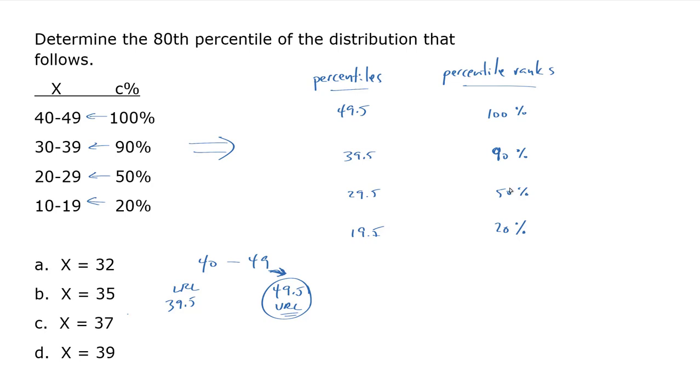So we're going to have to work on figuring out what proportion of the way we are going, or what proportion of this distance, my total distance here, am I actually covering? So my total distance is how much? It's 90 minus 50. That gives me a total distance of 40%. That's how much difference is between these two rows.